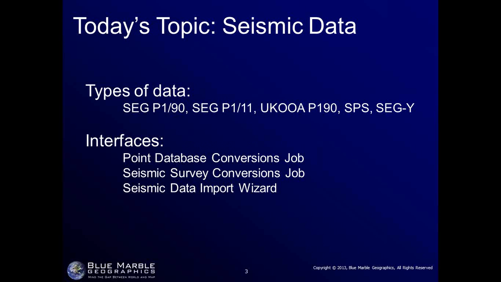bit about SPS. But mainly we're going to be talking about those different types of data in the context of 3 main interfaces in the Geographic Calculator. We're going to be talking about the point database conversions job, which is really one of the most well-known jobs in the calculator tools. We're going to be talking about the Seismic Survey Conversions job, the specialty job designed just for these formats. And we're going to be talking about the Seismic Data Import Wizard, and that's the tool that we're going to use to help actually get data into the application, even if it's not very cleanly formatted, that kind of stuff.